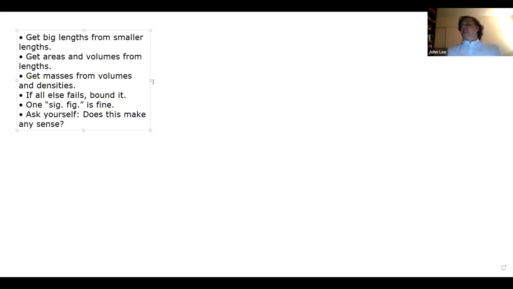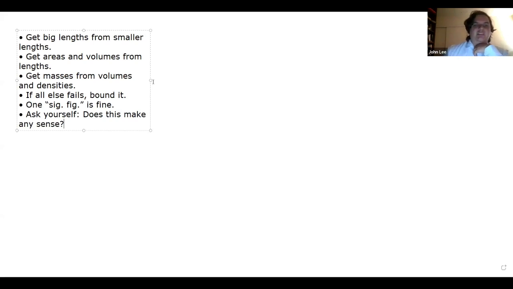They have these rules. The textbook has these rules for estimation, which are basically just, just a second, let me pull this up. Zoom is being kind of laggy today. They are basically just strategies that you use when estimating a value. So you can get big lengths from smaller lengths, or you can get smaller lengths from big lengths.